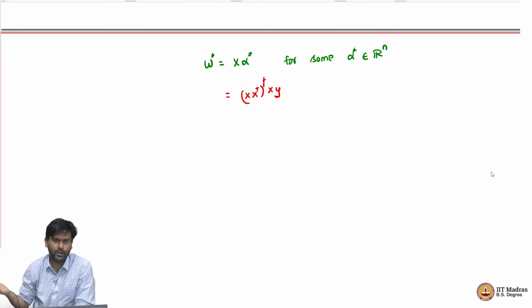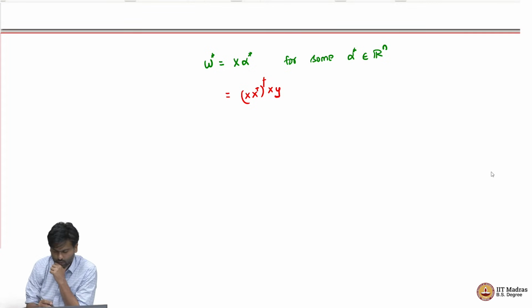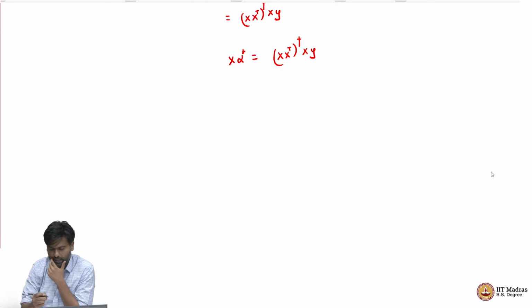So, we took the gradient, set it to 0, and then we got W star is this. So, this means that x alpha star equals (xx transpose) inverse xy, or pseudo inverse. I will keep saying inverse, but it also means pseudo inverse. Now, what we want to do is try to get rid of this xx transpose.